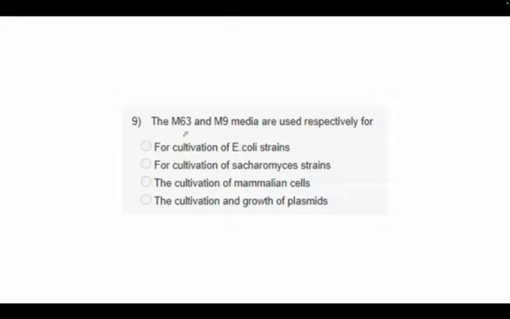Okay. M63 and M9 media are used respectively for dash. So, these are minimal culture media that are used in microbiology. They are not used for cultivation of mammalian cells, not used for growth of plasmids. They are usually used for the cultivation of E. coli strains.